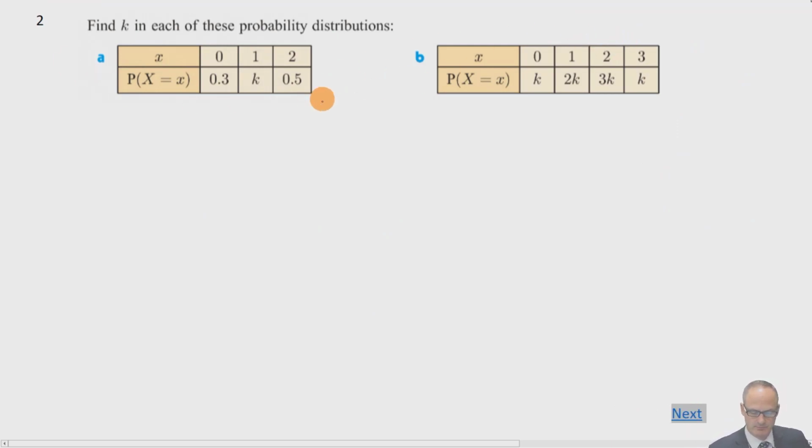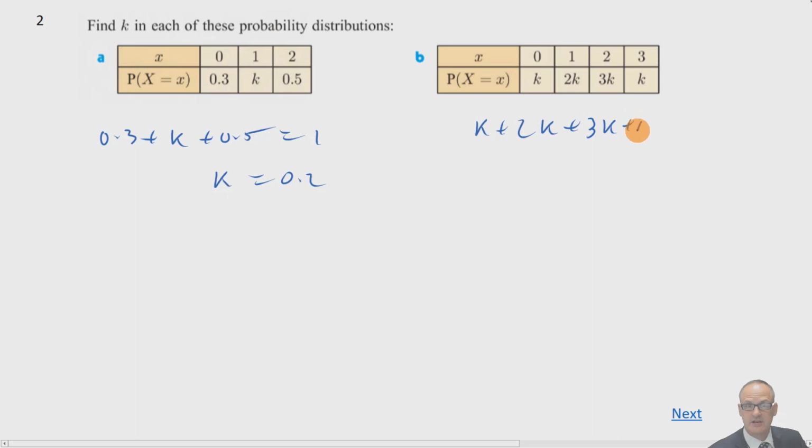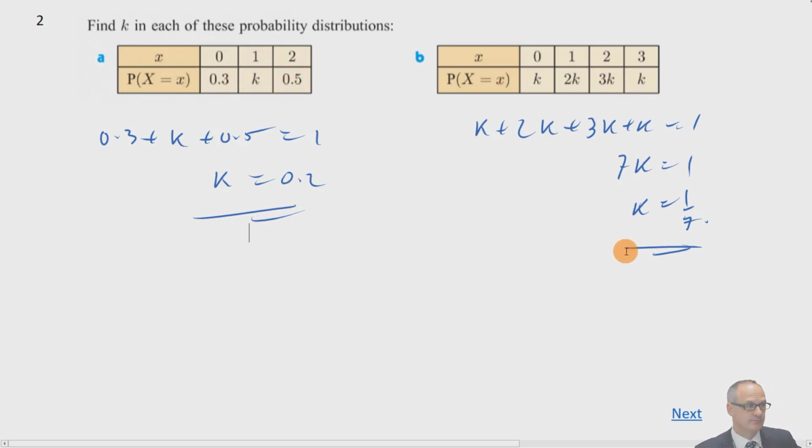Right, here's a bit of problem solving to go in our question. Find k in each of these probability distributions. Well, we know that 0.3 plus k plus 0.5 must equal 1. So therefore, k will equal 0.2. In this one, we've got k plus 2k plus 3k plus k equals 1. So that's 4k, 6k, 7k equals 1. So k is equal to 1/7. So we're using the fact that probabilities add up to 1 to find k in both these problems.